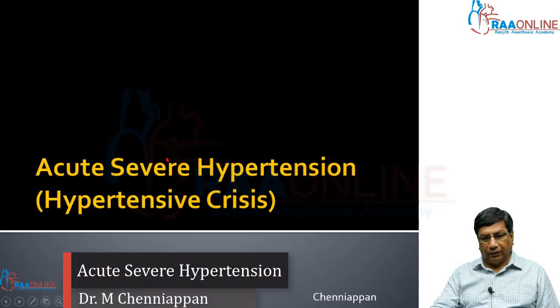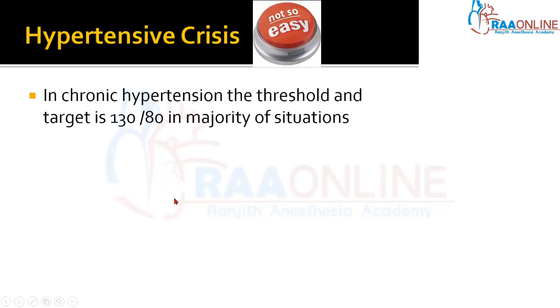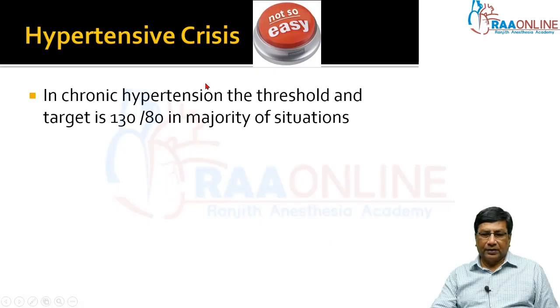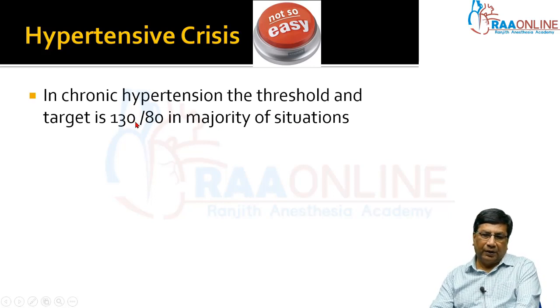So, in this lecture, we are going to cover acute severe hypertension. We can call that hypertensive crisis. So, hypertensive crisis: in chronic hypertension, the threshold and target is 130/80. Threshold and target may be 130/80 in the majority of patients. So, you have to get the blood pressure to 130/80 and below.